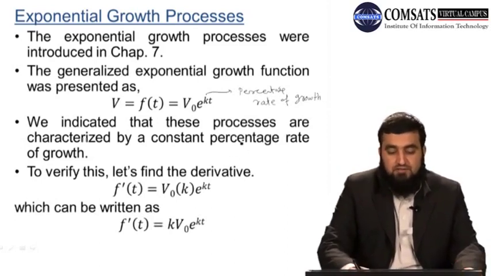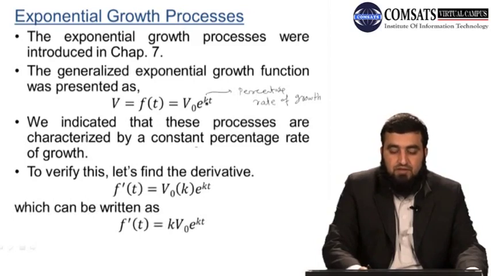So let's verify this. First we find the derivative f prime of t. Indeed, v naught is a constant, so we can keep it on the side, and we said that the derivative of e to the power u of x will be e to the power u of x into u prime of x.